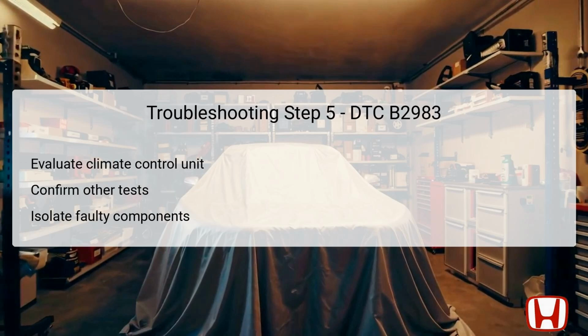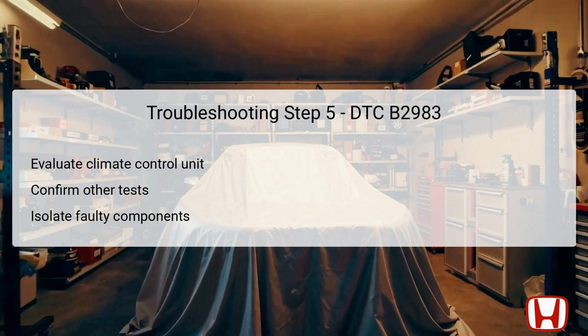In the final troubleshooting step, evaluate the climate control unit's functionality. If earlier tests indicated that other components, such as the recirculation control motor and associated wiring, are functioning normally, it's likely that the climate control unit itself is at fault.